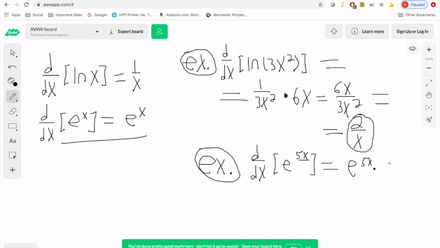Here the 5x is inside, so you multiply by the derivative of 5x, which is just 5, and that's a perfectly fine answer, or you can just combine it into one term by simply bringing that constant of 5 out in front, and you get 5e to the 5x. And that is your answer.